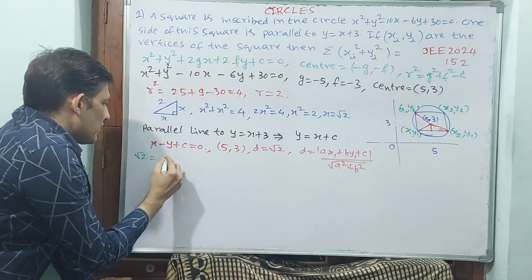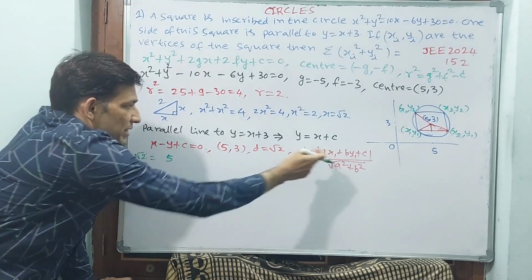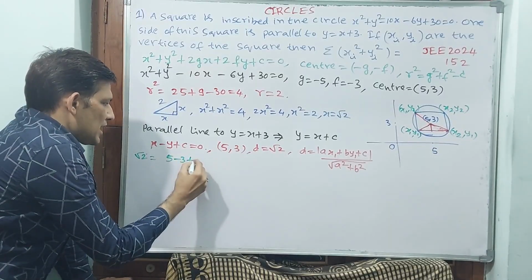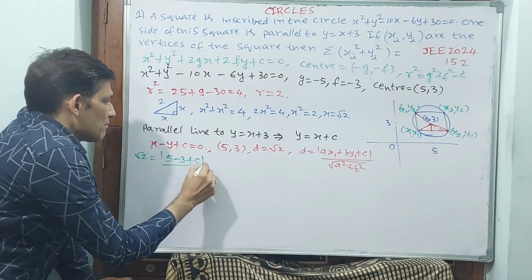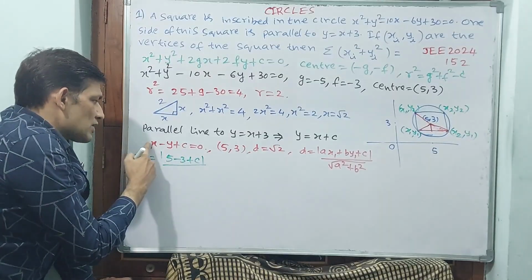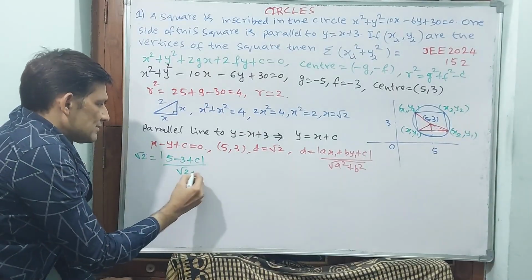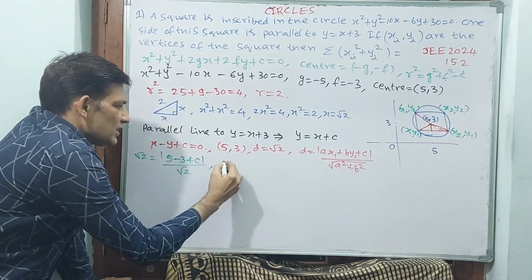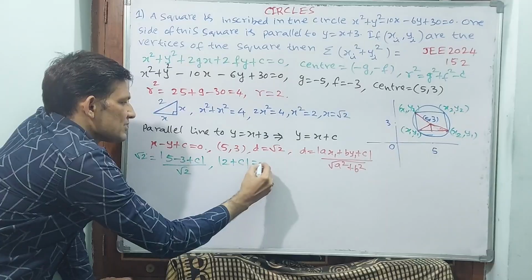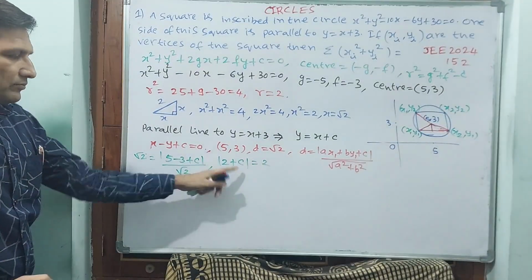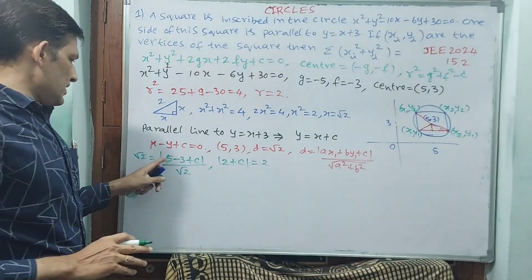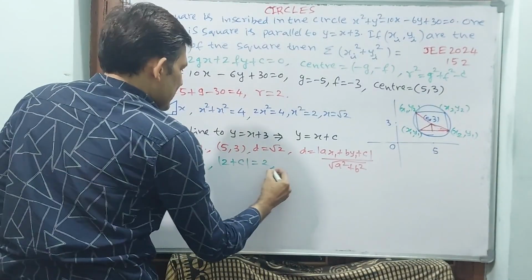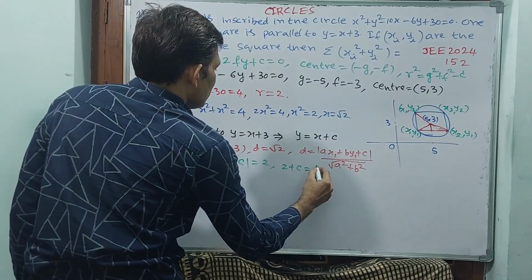1 into 5, 5, b y1 is minus 1 into 3, minus 3, plus c, modulus, divided by square root of 1 square plus 1 square, root 2. Then root 2 into root 2 is 2. 5 minus 3 is 2. So modulus of 2 plus c is equal to 2. Accept? Yes. Why? Because 2 plus c will come, and root 2 into root 2 will come. Still modulus is there. What I want to say, 2 plus c is equal to plus or minus 2.